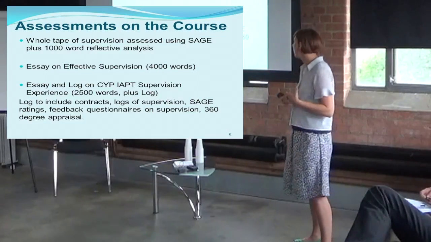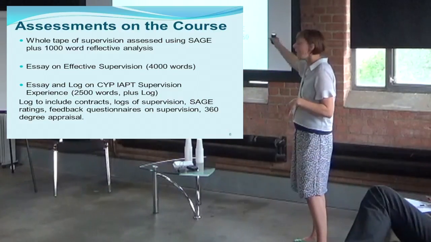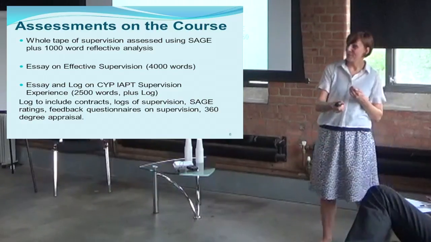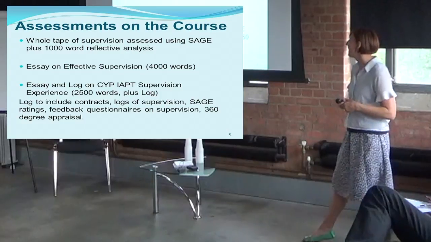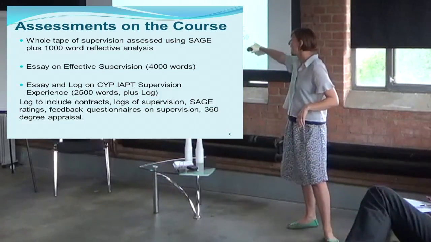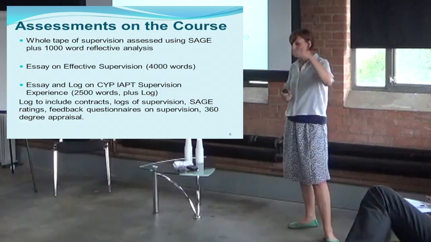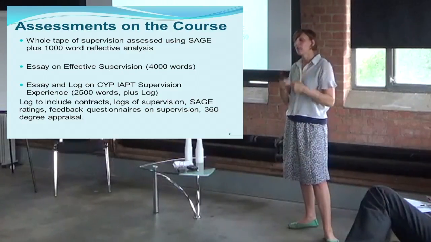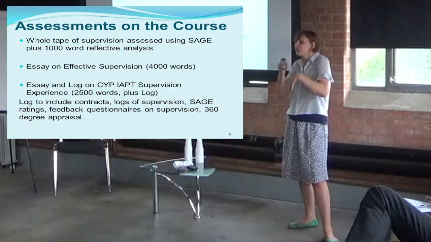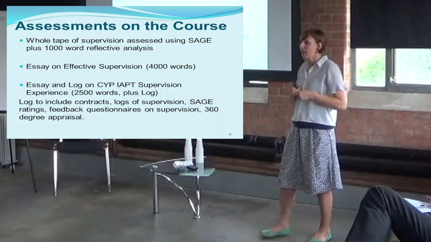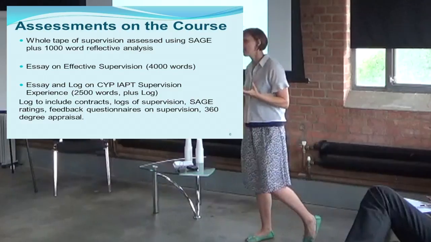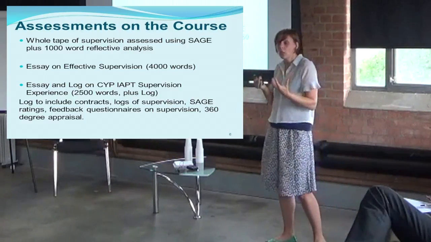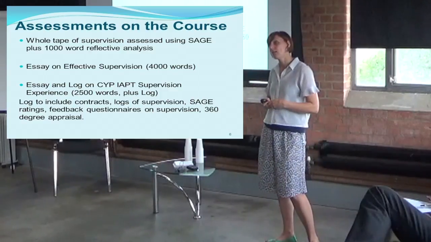So we'll talk about all of this at the beginning, where you'll be setting up contracts, you'll be having a log of supervision, you'll be having your SAGE ratings, there'll be feedback questionnaires of how your supervisee is finding your supervision, and all of these things will get included, as well as an appraisal, which is basically a manager, a peer, and a supervisee just talking qualitatively, and there's some ratings, but they're quite brief in terms of your supervision. And again, it just is a platform for you to think about how you're doing as a supervisor.